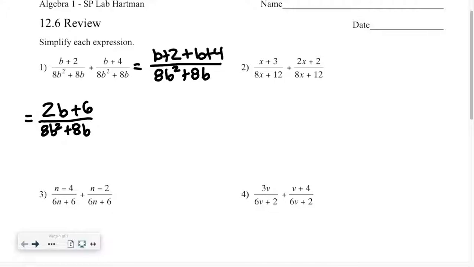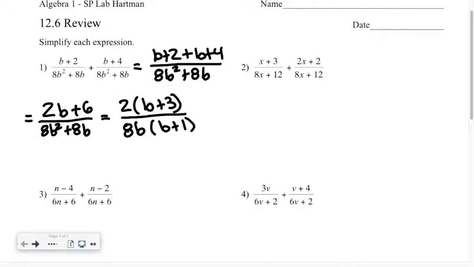Okay. What we do need to recognize and what we need to check on these problems is, can I reduce the fraction? Okay. The answer to that in number 1 is yes, you can reduce this fraction. You guys should recognize the top. You can factor a 2 out. That would leave you b plus 3. And the denominator, you could factor 8b out of both of those terms. That would leave you a b plus 1.